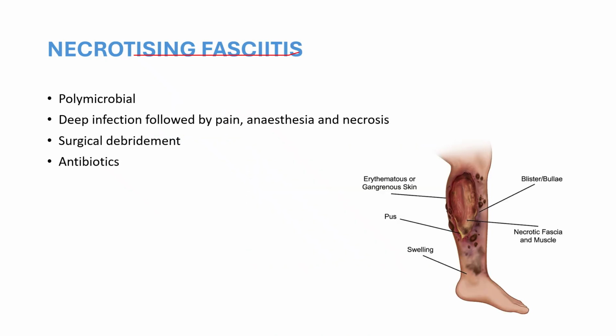Next is necrotizing fasciitis. It is polymicrobial, caused by multiple organisms, and it's a deeper infection followed by pain, anesthesia and necrosis because it involves all the nerves and the vessels, so there is necrosis. Just like in the terminology, fasciitis means it's involving the fascia, so it can go deeper into the muscle and bone.